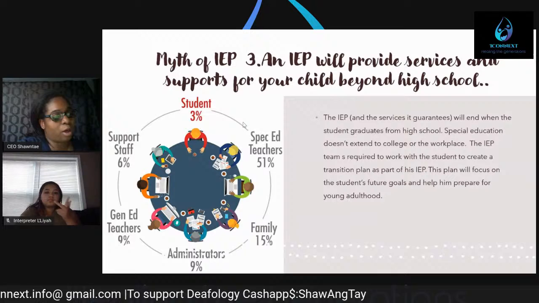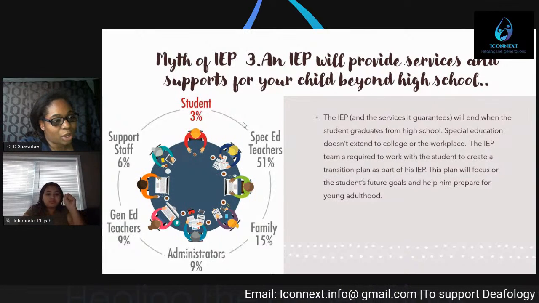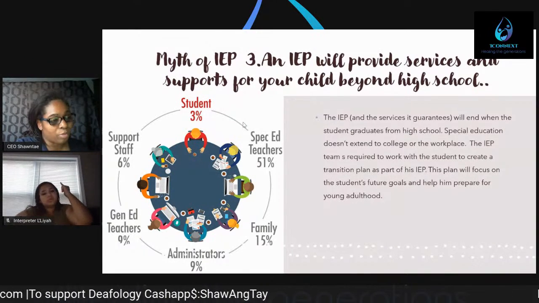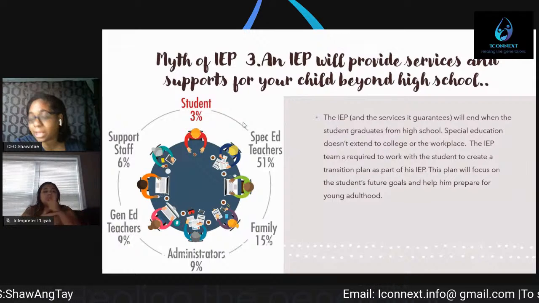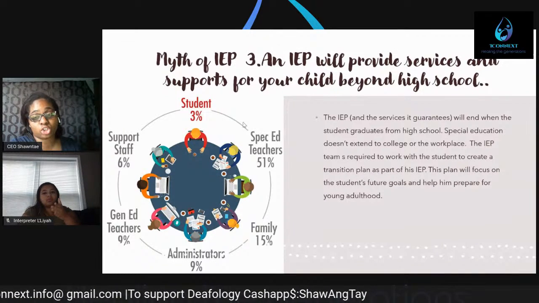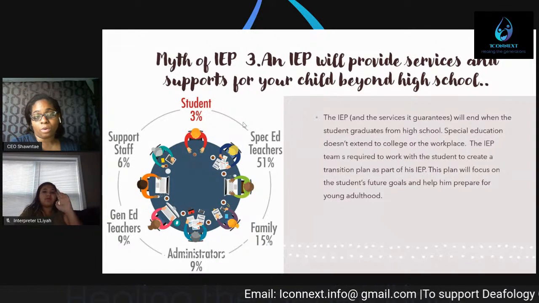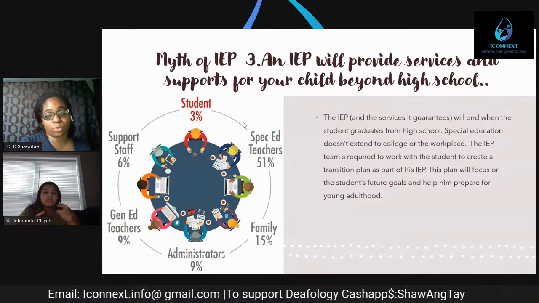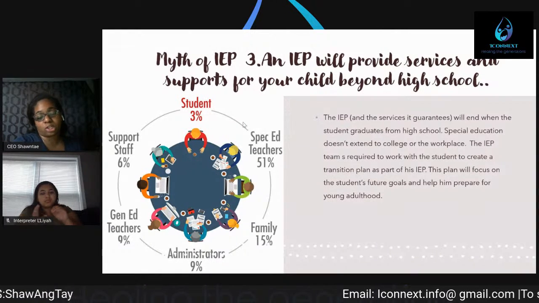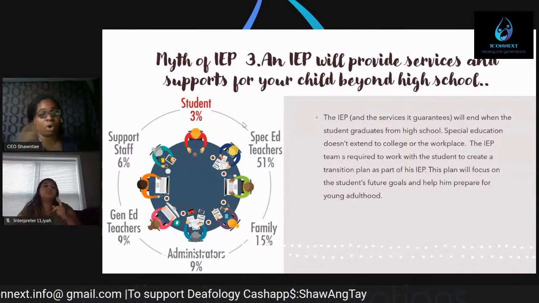Number three, an IEP will provide services and support for your child beyond high school. The services the IEP guarantees will end when the student graduates from high school. Now, some states have programs after a student graduates from high school. Like in Kansas, they have the STAR program, so that when a student graduates, it gives them a couple more extra years in a school setting, in a structured setting, if need be. But an IEP is not guaranteed to go outside of school.